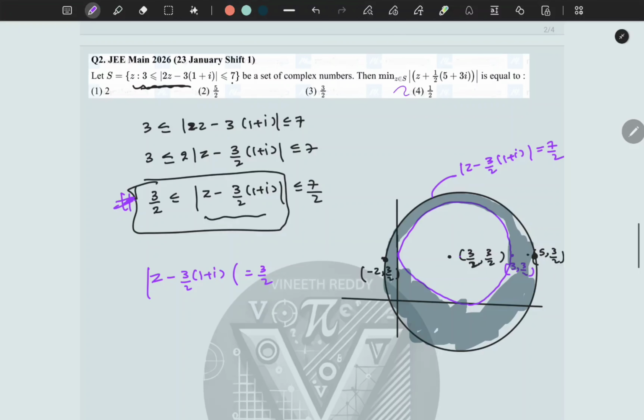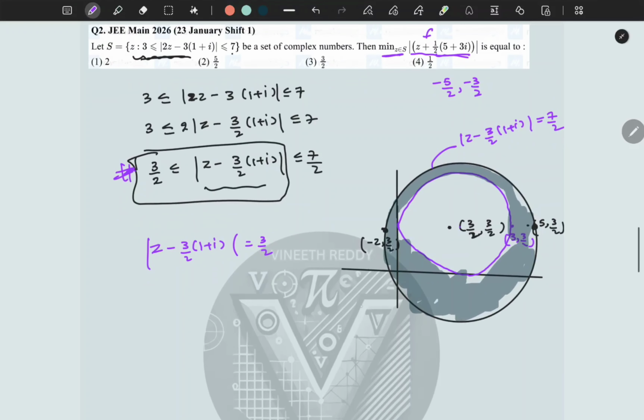What is the question? What is he asking? He's asking for the minimum value of this. That means what does this mean, dear students? Distance of z from the point. If I write z as x plus iota y, we get this as x minus 5 by 2 plus iota into y minus 3 by 2. So we are finding the distance of the point minus 5 by 2. I hope you understood this. This is minus 5 by 2 comma minus 3 by 2, right? We need to find the distance of the point z from minus 5 by 2 comma minus 3 by 2.